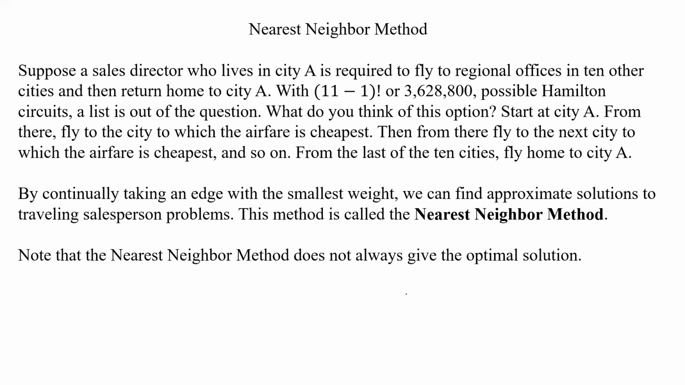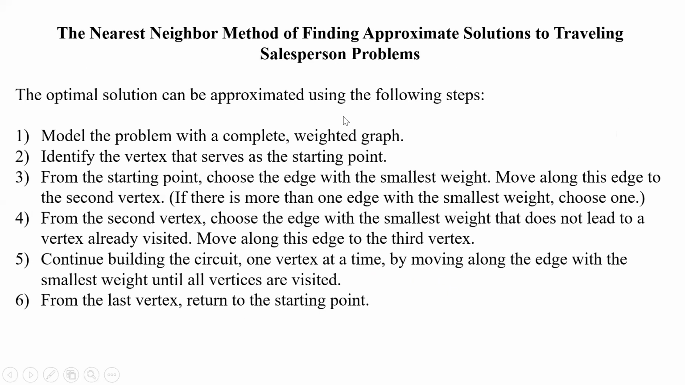Now this doesn't always give us the optimal solution, but it's going to be a lot easier to figure out something close, because that's a lot of different possibilities with that number of cities we have to fly to. So this method basically says we can approximate it using the following steps. Model the problem with a complete weighted graph. Okay, well, we can do that. That's not a problem. Usually they give it to us or we can draw it easily.